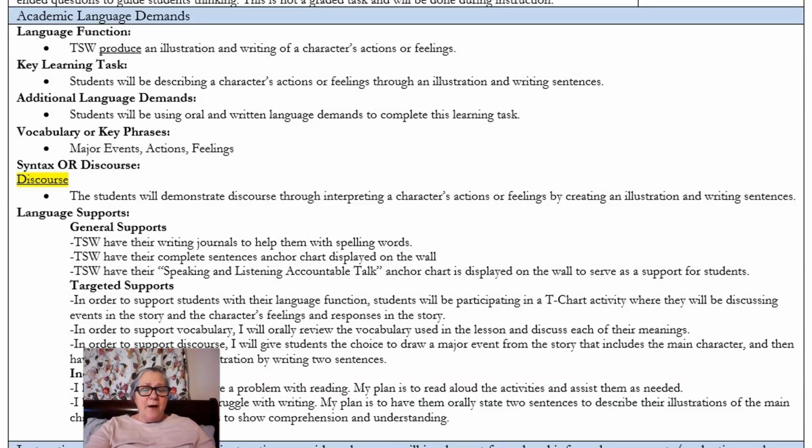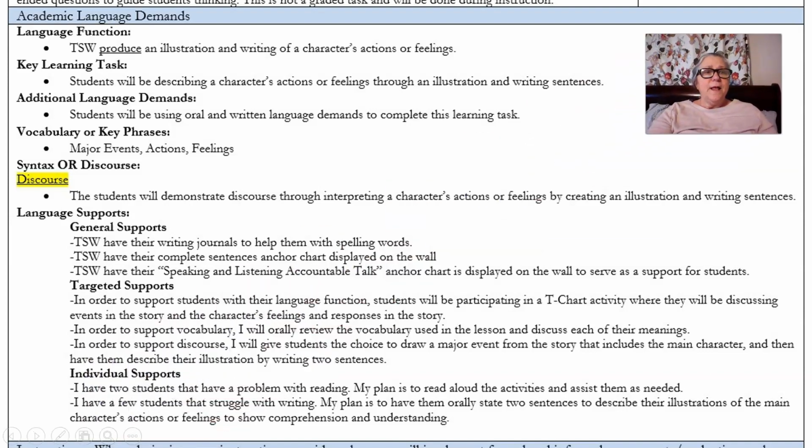So let's talk about how it goes into the lesson plan format. First of all, you're asked to do your language function. And the directions are for you to write a language objective and to underline your function. So here we can see that the function is produce. The student will produce an illustration and writing of the character's actions or feelings. So let's see if that's what they're doing here in the key learning task. Students will be describing a character's actions or feelings through an illustration and writing sentences.